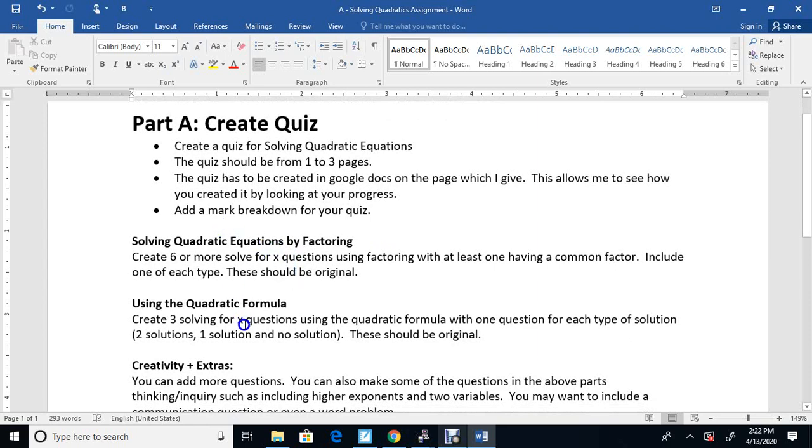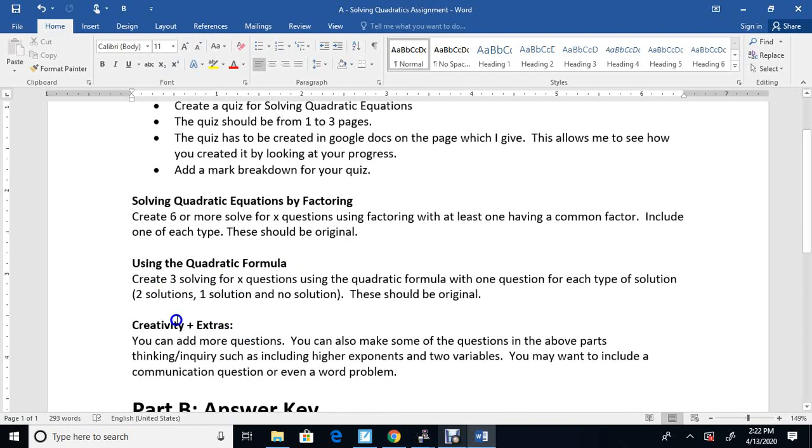Okay, so I'm going to have two parts here. We're going to do solving quadratic equations by factoring. So you're going to create 6 or more solve for x questions using factoring, with at least one of them having common factoring. Include each type of factoring. These should be your own, created by yourself. And I'll show you later on in this video how to do that.